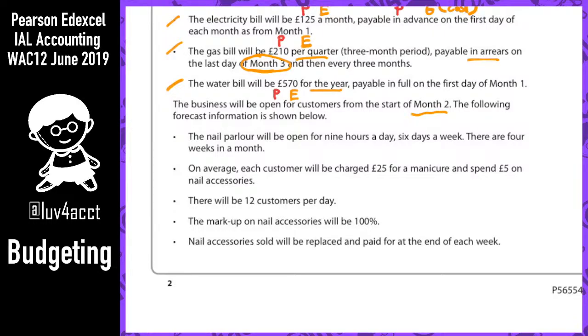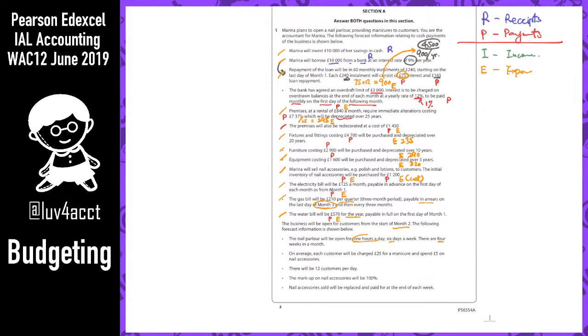The nail parlor will be open for 9 hours a day, 6 days a week, and then 4 weeks in a month. On average, each customer will be charged 25 for a manicure and spend £5 on nail accessories. So this will be your income, your revenue. There will be 12 customers per day. Okay, so you are given the number of hours, but then actually there is no use of that.